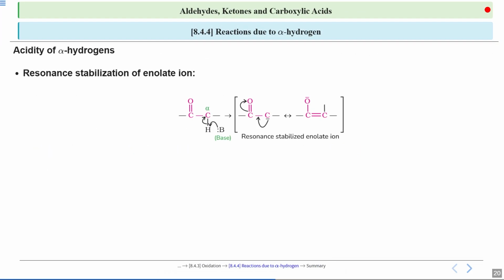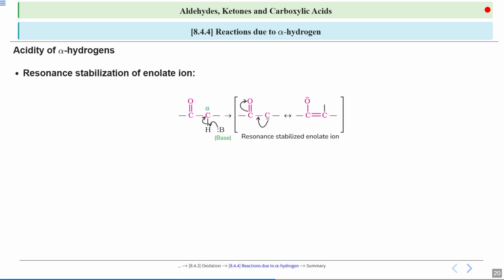Now, if you look at this particular example, students, things will be more clear. If you see this carbonyl carbon, the carbon which is next to this carbonyl carbon is the alpha carbon, which is denoted in green color. So this is the alpha carbon. Now we can see that the hydrogen of this alpha carbon is acidic.